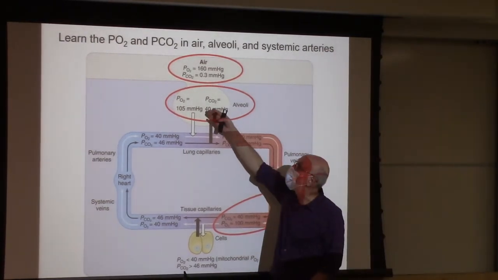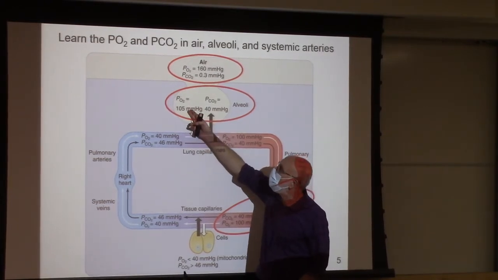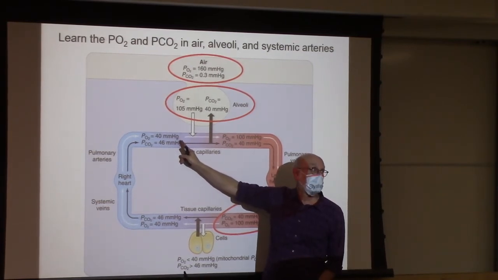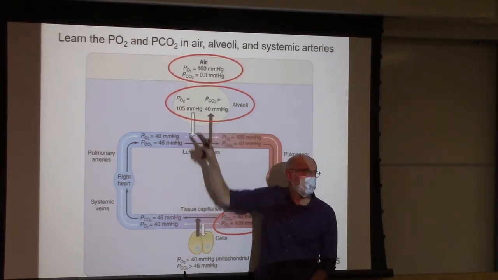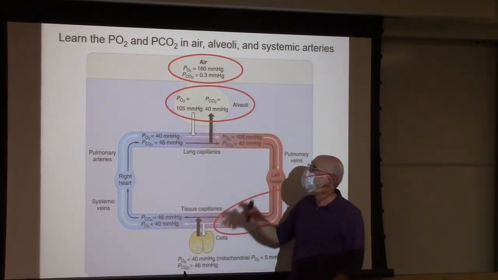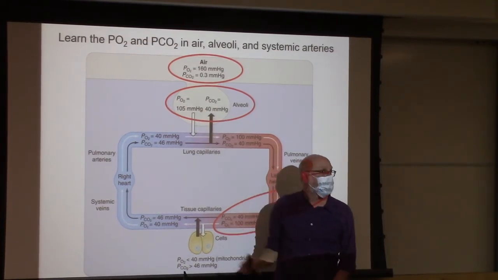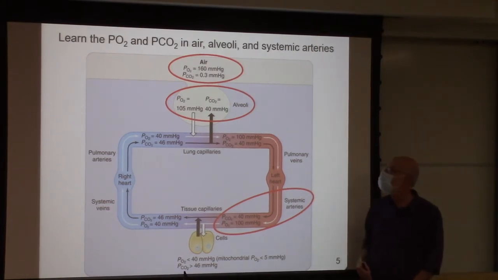What is the force that is moving oxygen from here to here? Say again? Simple diffusion. Diffusion. It's not pressure. It's diffusion. It's diffusion because of partial pressure differentials. What is the force that is moving carbon dioxide from here to here? Diffusion. Passive transport.